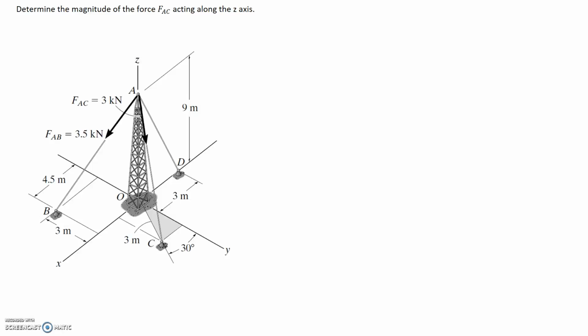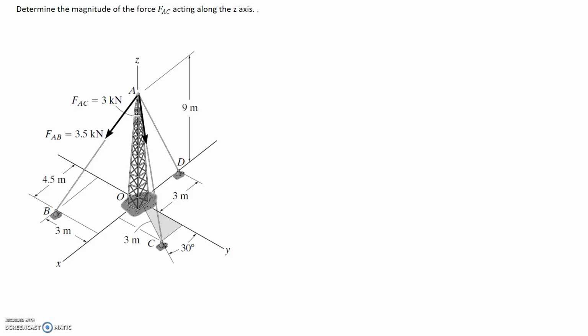So we're asked to determine the magnitude of the force FAC acting along the z-axis. So we're only interested in this wire, this force here. And what we need to do is put FAC in terms of I, J, and K components. So that's the Cartesian vector form. If we're able to do that, all we need to do is pick out the K component because that corresponds to the part acting along the z-axis.